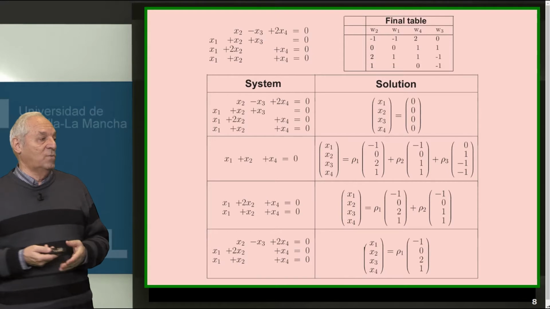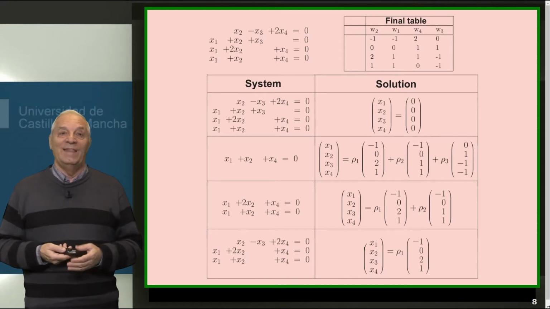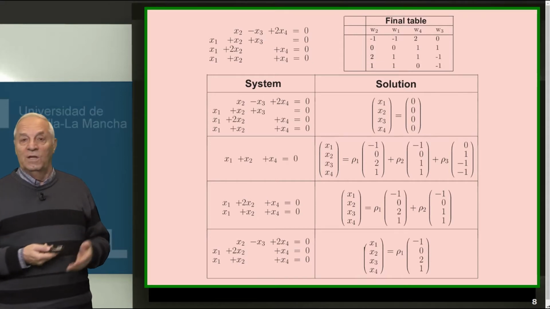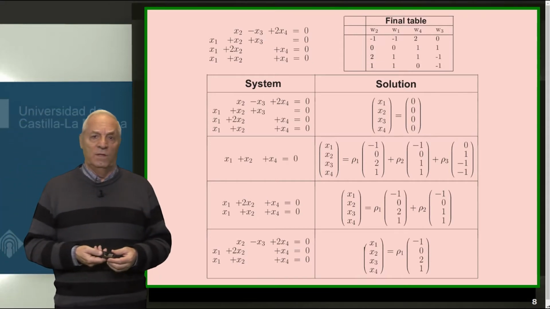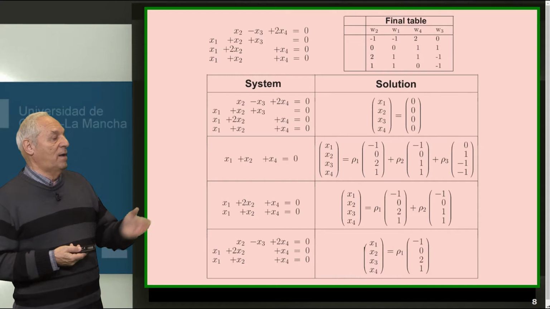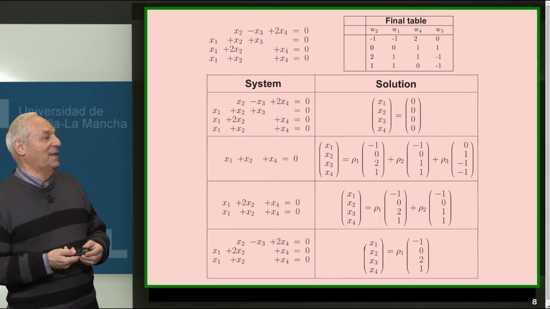Well, the solution you have there, in the system of these 2 equations, tells us that the vector x1, x2, x3, x4 is equal to the linear combinations of 2 vectors that are precisely these 2 that have remained after the elimination. Therefore, the solution is that subspace of dimension 2.